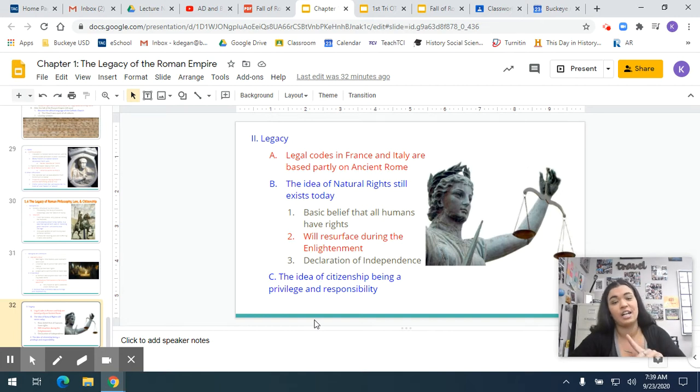The idea of natural rights still exists today. If you know anything about the Declaration of Independence that Thomas Jefferson wrote, you will know that he wrote basically that every person has the right to life, liberty, and the pursuit of happiness. Well, that's natural rights: life, liberty, property. These basic beliefs that all humans have the right to will resurface again during what's called the Enlightenment.